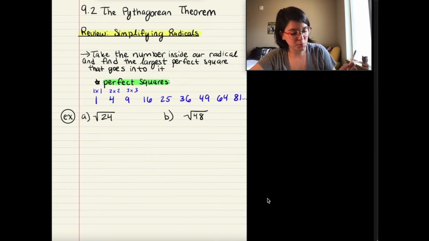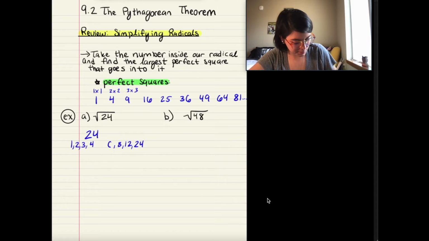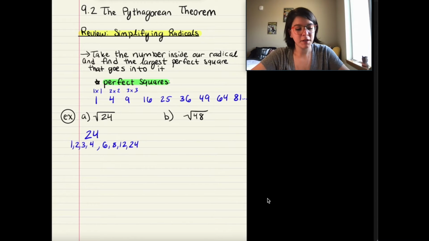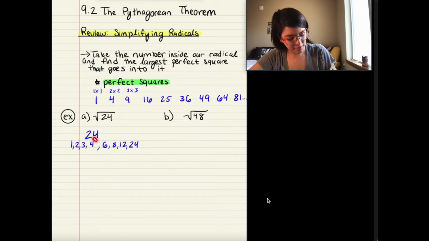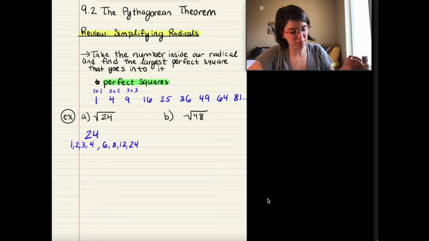We have the square root of 24. We need to think of our factors of 24, and we want to find the largest perfect square that is a factor of 24. Our factors of 24 would be 1 times 24, 2 times 12, 3 times 8, 4 times 6, and that's it. So we want to look at all these numbers and see if any of them are perfect squares. So remembering what our perfect squares are, we can see that 4 is a factor of 24.